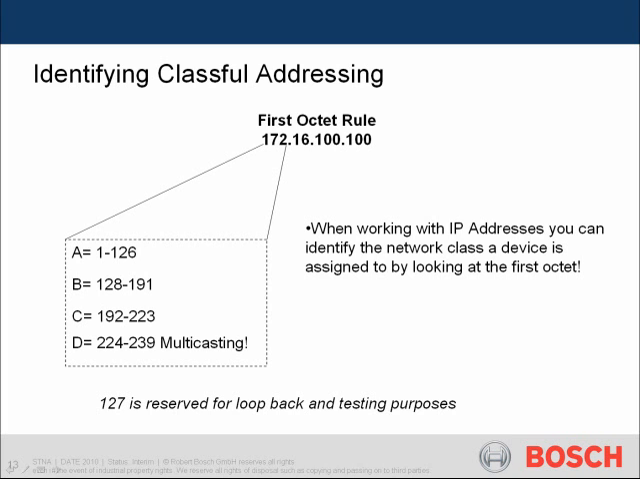When dealing with an A-class address, the first octet is 1 to 126. A B class address runs from 128 to 191. A C class address runs from 192 to 223 in the first octet. And a D class address, which is reserved for multicasting, runs from 224 to 239. The 127 IP address range is reserved for loopback and testing purposes. I'll teach you how to use this in a later module when we discuss the ping command.